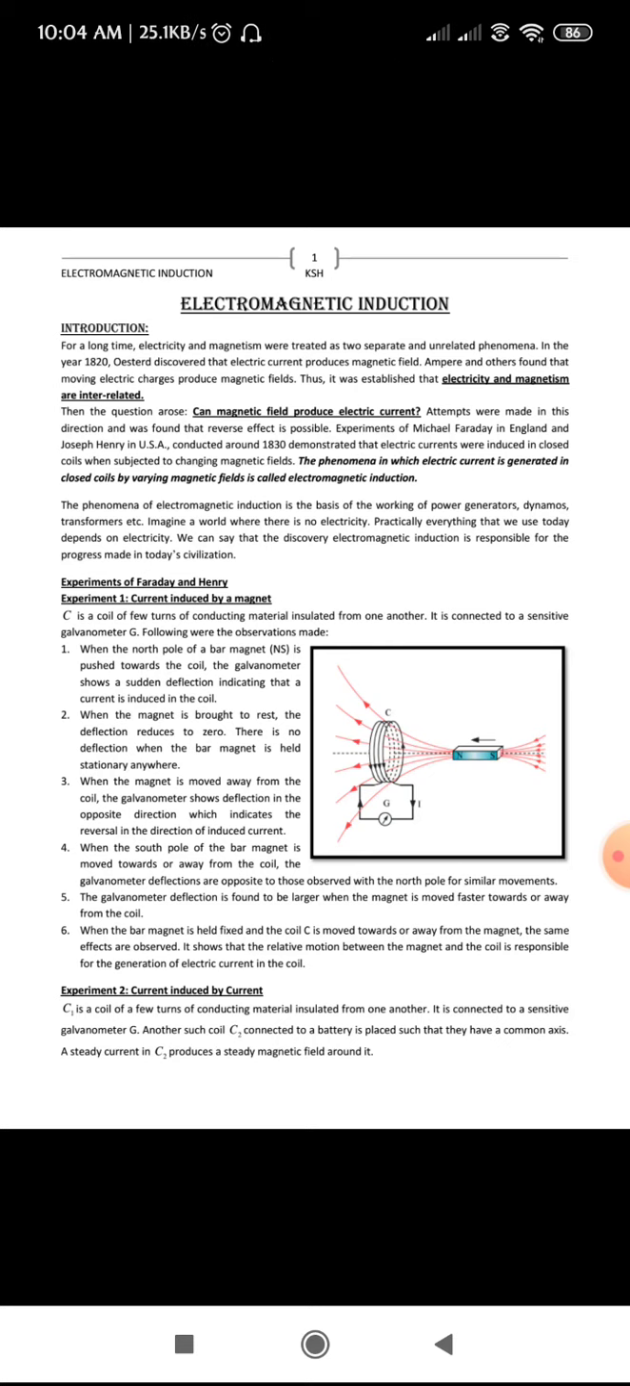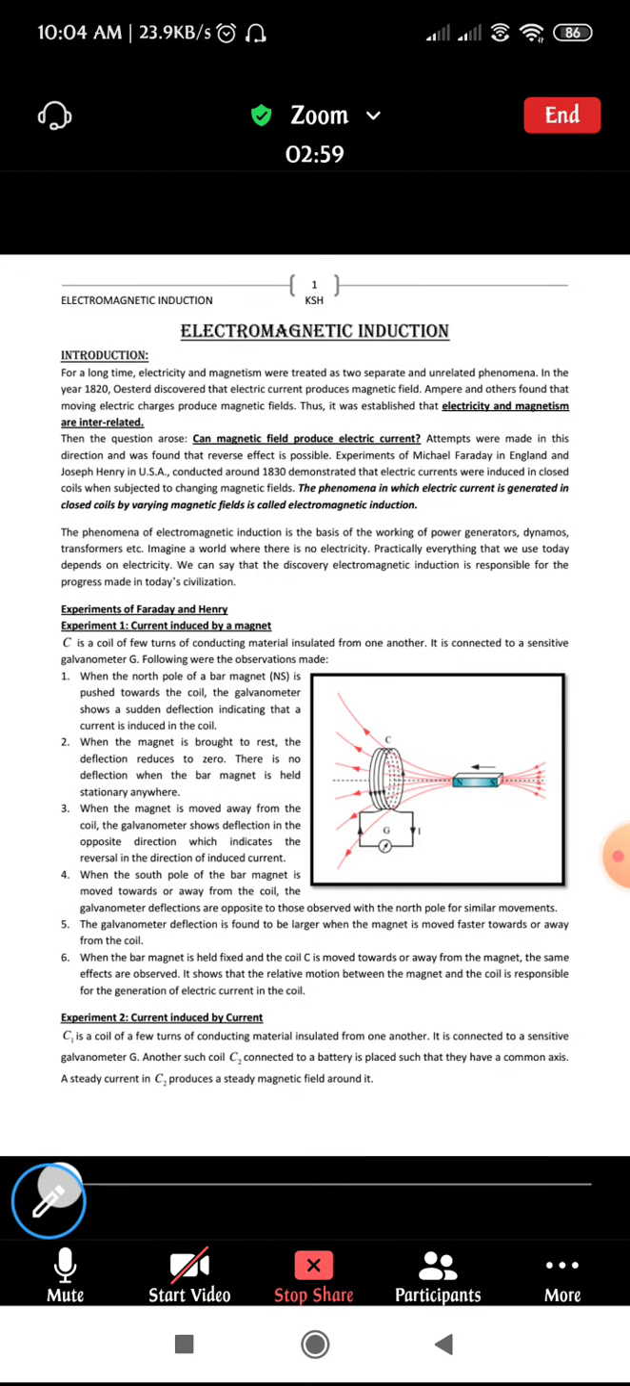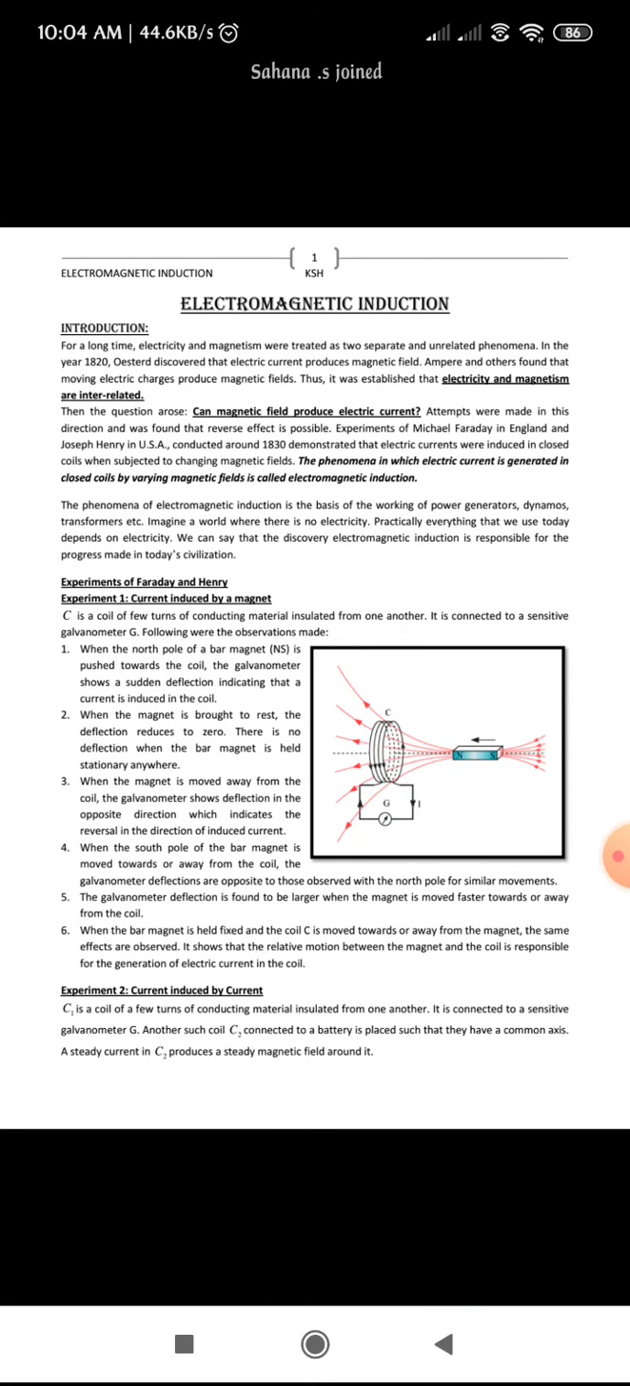So the phenomenon in which electric current is generated in a closed coil by varying the magnetic field is called electromagnetic induction. Whenever there is a change in the magnetic field or the magnetic flux across a closed coil, there is an induced current in the coil. So we call that electromagnetic induction.